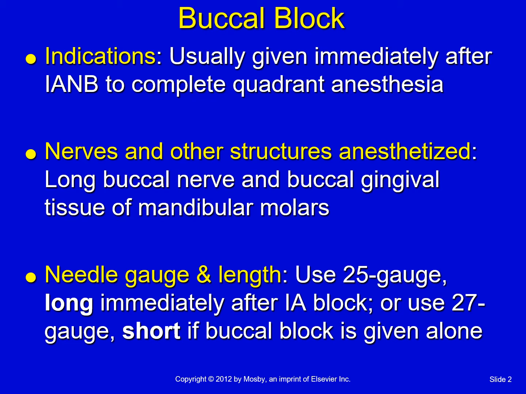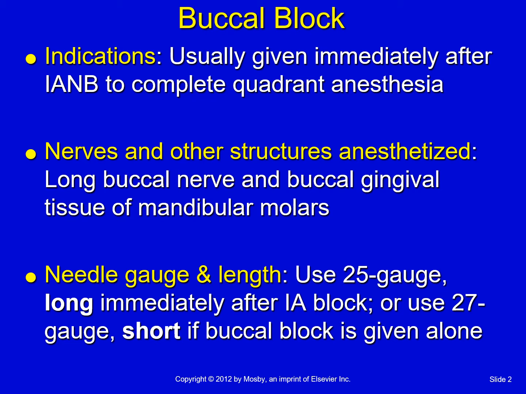So the nerves and other structures that are anesthetized, of course, are the long buccal nerve and the buccal gingival tissue of the mandibular molars. So remember on that picture, the buccal just gives soft tissue. It does not give pulp or the tooth, but those are anesthetized already by the inferior alveolar or IA nerve block. So then this will come around and give the soft tissue so that you can have complete quadrant anesthesia.